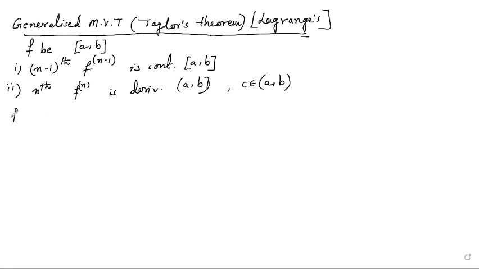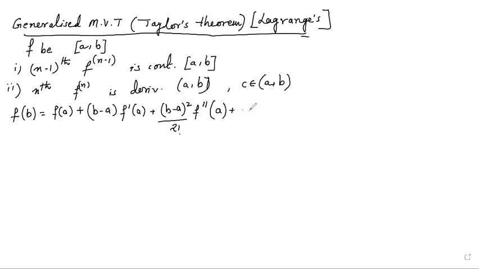the expansion as f(b) equals f(a) plus (b minus a) into f'(a) plus (b minus a) whole square by 2 factorial into f''(a). Similarly, going on like this, if I go for the (n plus 1)th term, the last term over here will be (b minus a) to the power n by n factorial f^(n), that is the nth derivative at the point c.